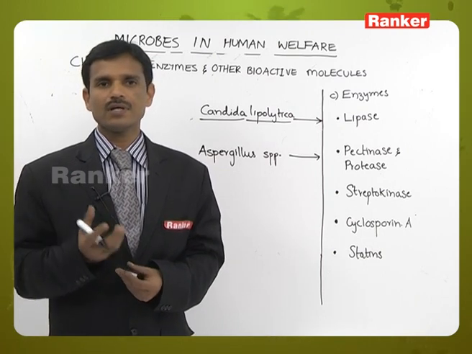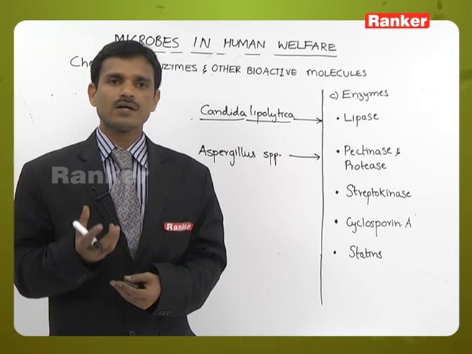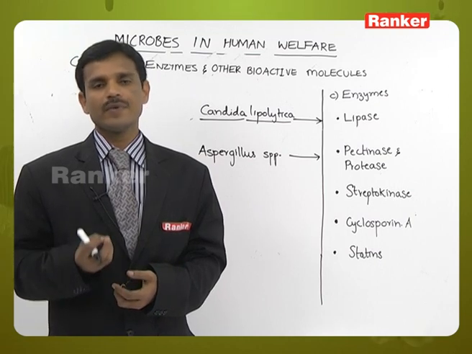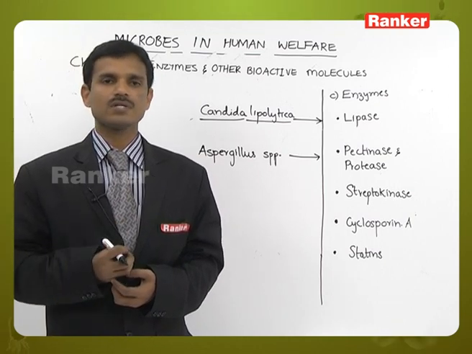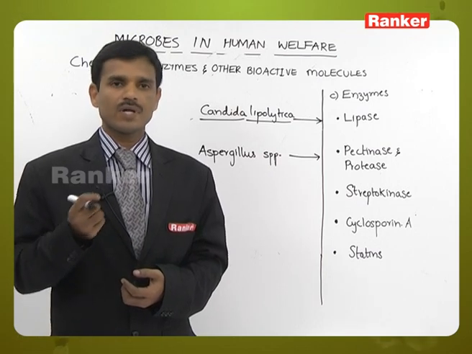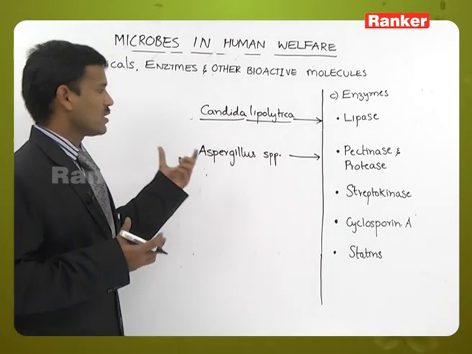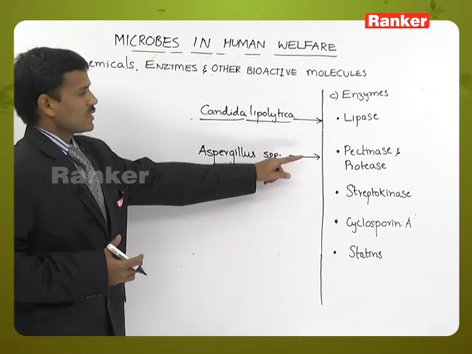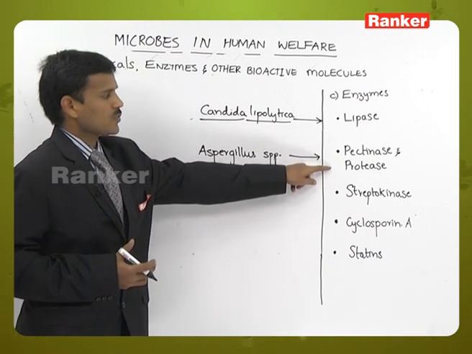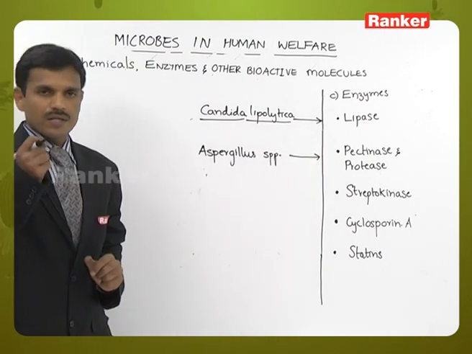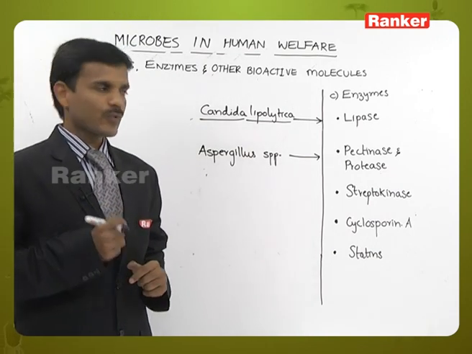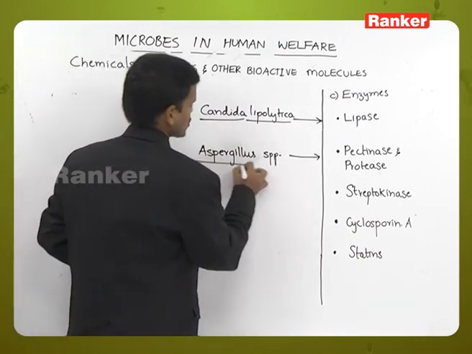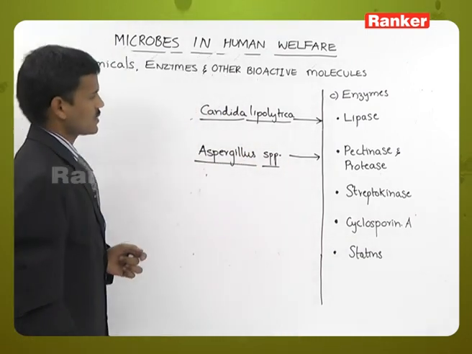If you see the juices in the market, in the bottles, the juices are very clear. How are they clear? If we make the same juices in our houses, they have some particles, but the juices available in the market are very clear. So, for the clarification of juices, these enzymes, pectinase and protease, are used. They digest the pectins and some proteins. So, these enzymes are used in the clarification of juices.